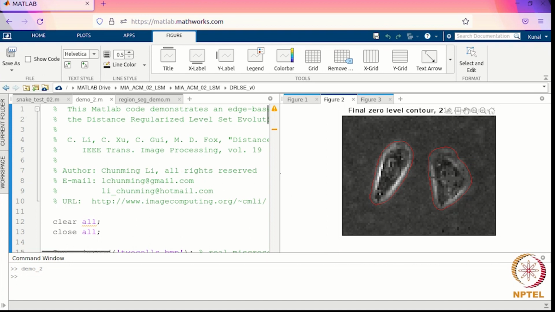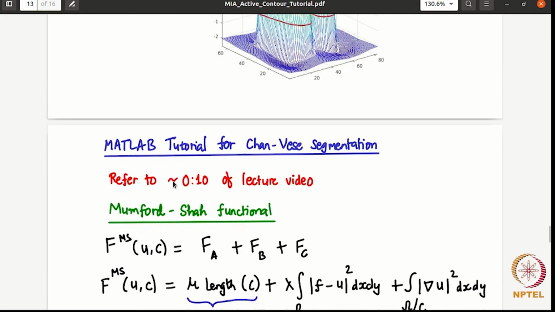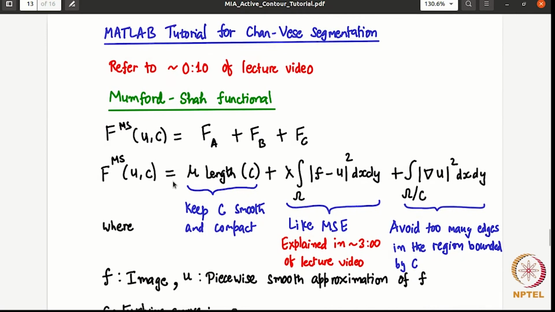Okay, so now I come to the last part, the last model. It is called the Chan-Vese model. So this is also a level set based active contour model, but the difference is in the value of the functional, right? So here, instead of using an edge attractor, the functional used is called the Mumford-Shah functional, and it contains three terms: FA, FB, FC.